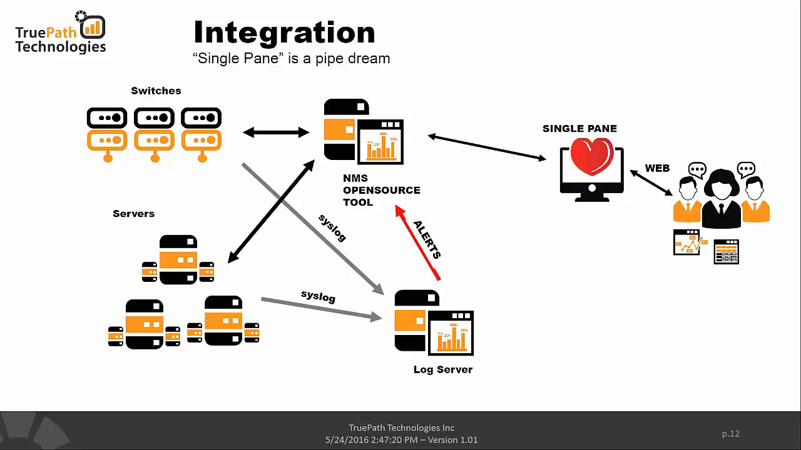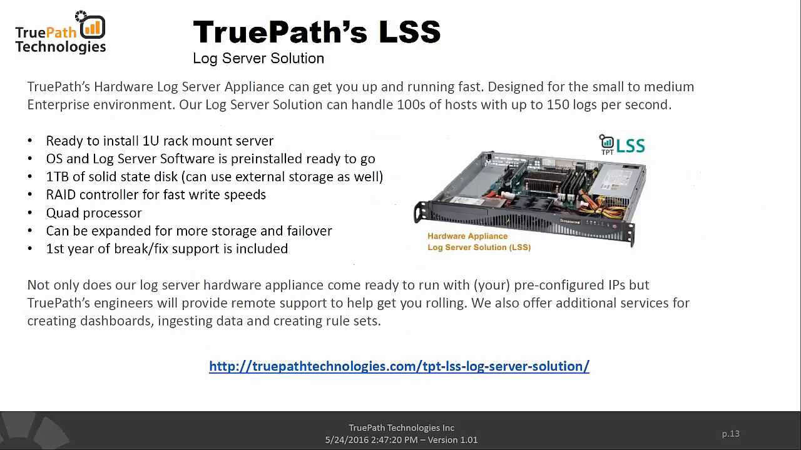So you have your switches and your servers pushing syslogs to your log server. You have your open source tool ingesting those alerts, but your users now are logging into one web server, which is the NMS tool itself. This actually is a pretty straightforward, simple thing to do. When you have about 9 other tools that you're trying to push under it, it can get difficult.